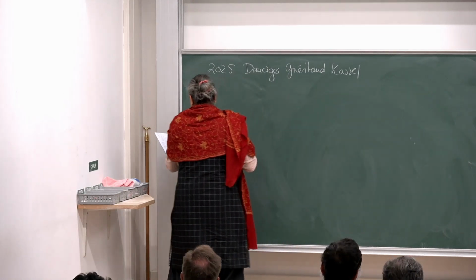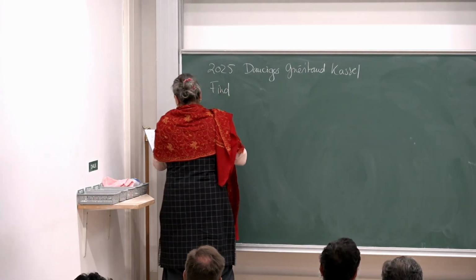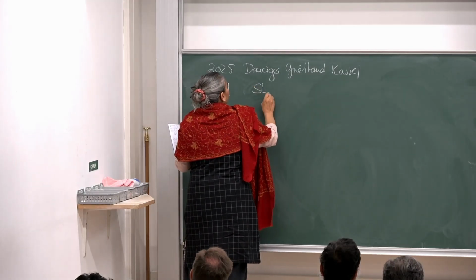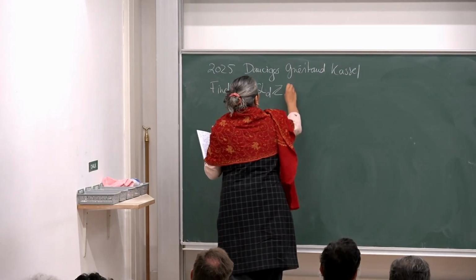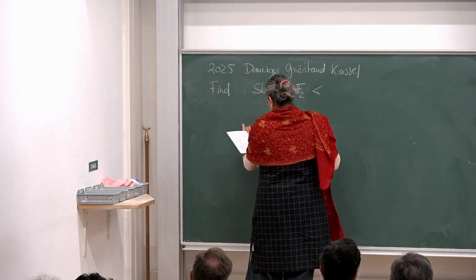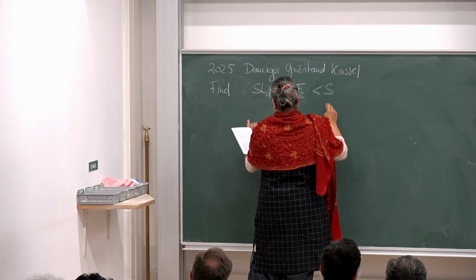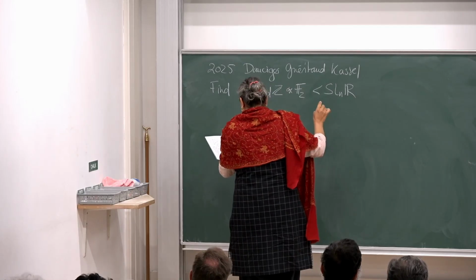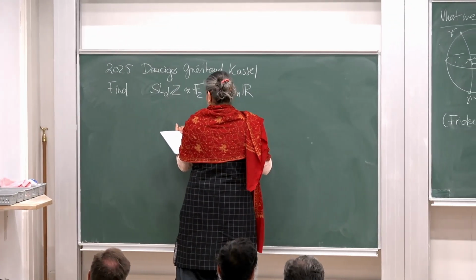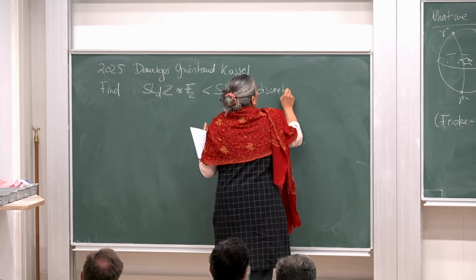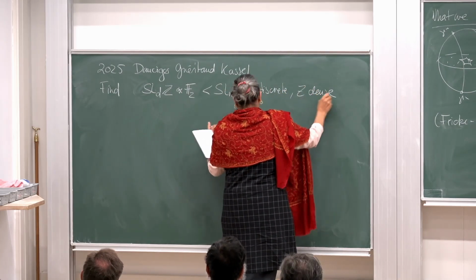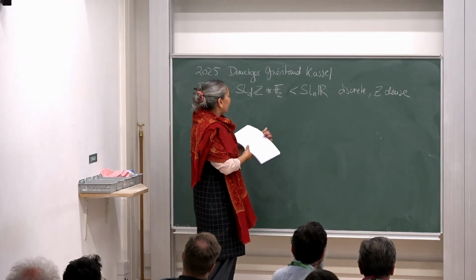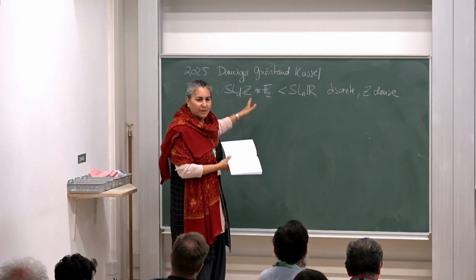...who showed that they find SLDZ free product F2 in SLNR. I think it's even in SLNZ, but it's not on my note. Anyway, discrete, Zariski dense, and that cannot be a lattice because a lattice will have property T. This doesn't have property T because it's a free product, so it cannot be a lattice.